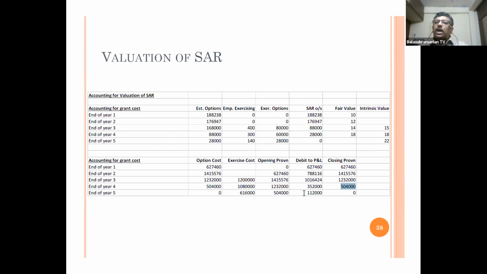So the second point of difference between SAR and ESOP is, in the case of ESOP, cost accounting to debit to P&L stops with vesting. In the case of SAR, it can continue till it is exercised because you have promised them whatever is the increase in price, you will give. There is no share for them to sell and take the money. You have said whatever is the increase in price, you will give, which means that has to go to P&L. That's why it continues till it is exercised or lapsed. The accounting continues for it.